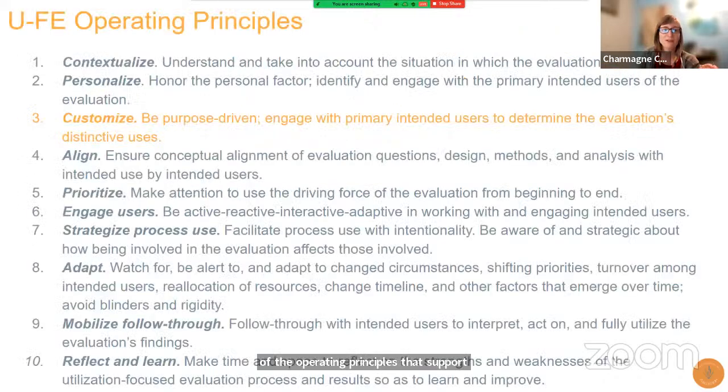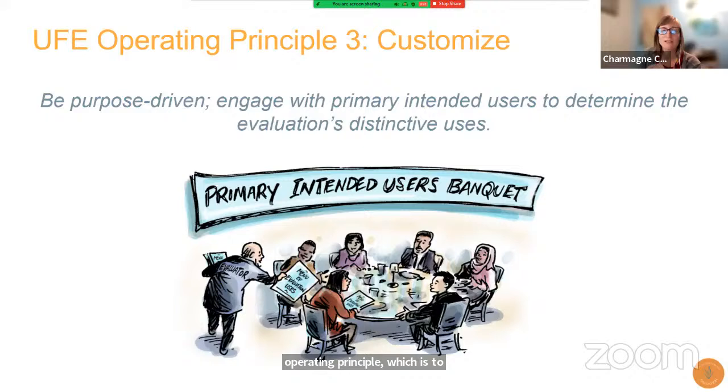We've talked already about the first two, contextualize and personalize. And so today we are going to be digging into the third operating principle, which is to customize, to be purpose-driven and engage with primary intended users to determine the evaluation's distinctive uses. And so we're going to talk through what that looks like. And I'm going to pass it over to Michael to get us started. Anything you want to say to set the stage for what we're going to talk about today?